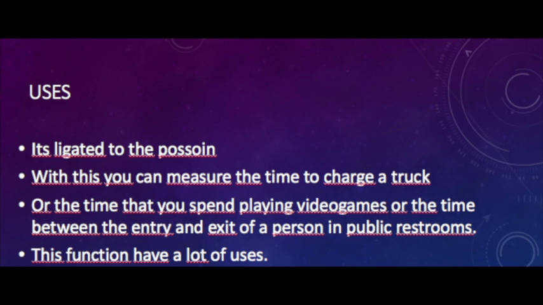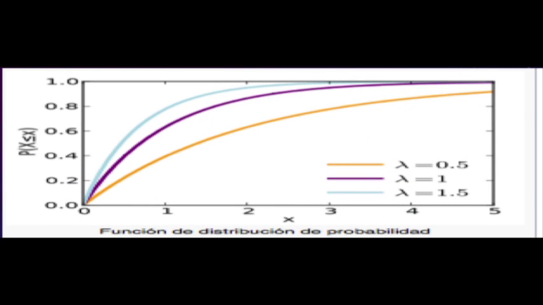Also, with this measure you can know the time that a truck is charged, or the time you spend playing video games, or the time between entry and exit of a person in a public room. This function has a lot of uses. In the graph that is now shown, we can see that no matter if we change the alpha number, the function is always growing exponentially until it reaches one.